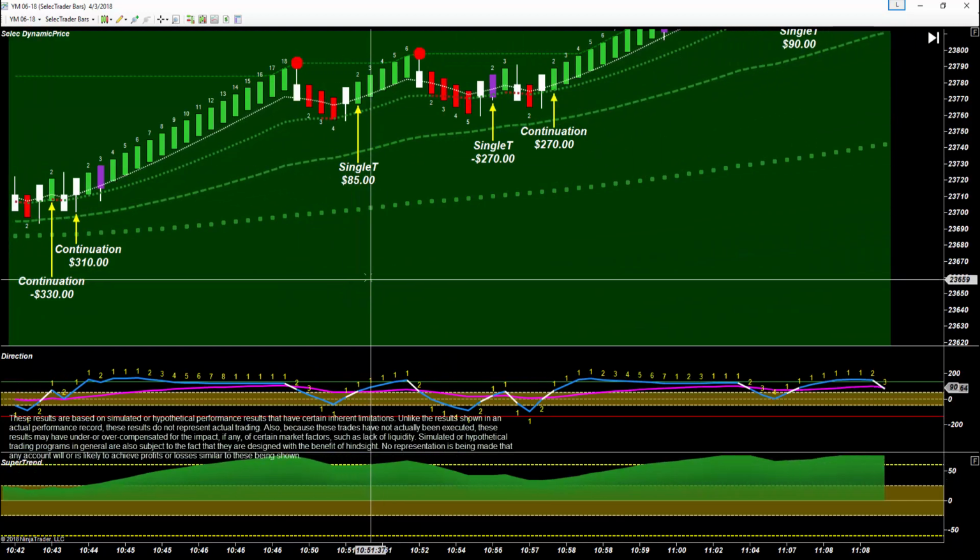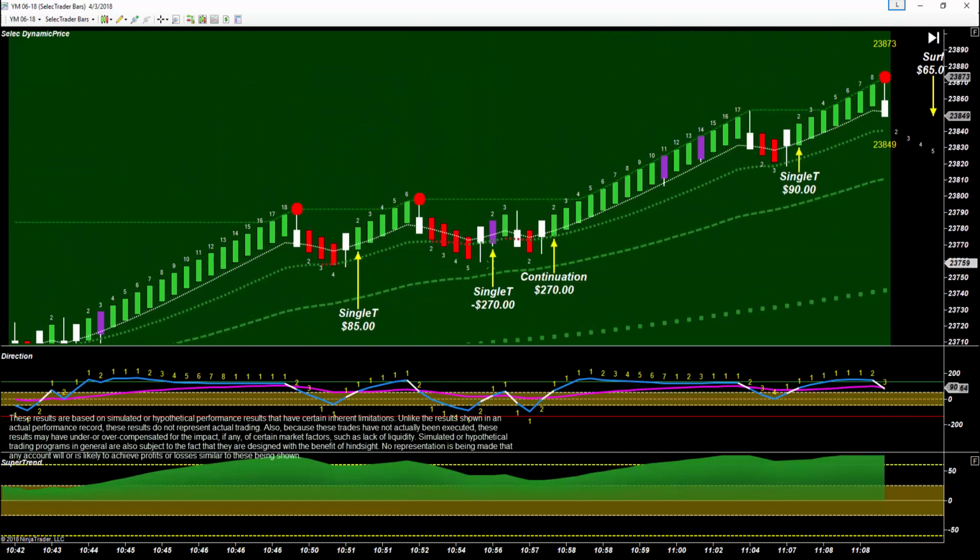Then we have a single T long that grabs an extra tick with the runner, followed by a single T that doesn't quite make it there, but we can adjust our stop from 22 to 18 ticks. Then we have a continuation long at 10.58. We are able to grab this entire run by trailing at the red DPI price.